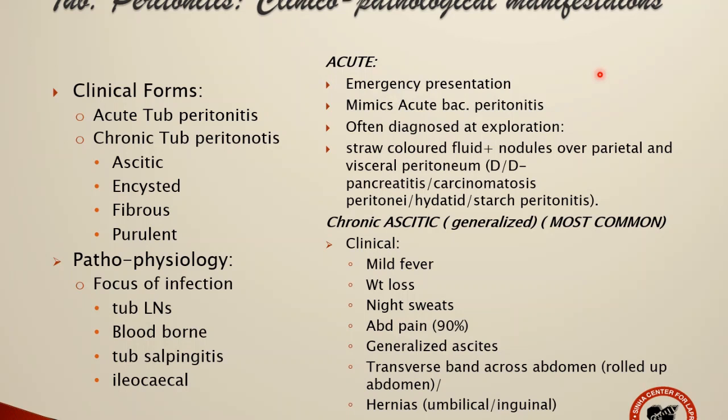Because once you explore, you see instead of pus, you have straw-colored fluid, and you see nodules over the parietal and visceral peritoneum. These nodules have to be differentiated from other conditions where we find similar nodules, for example acute pancreatitis, carcinomatosis peritonei, hydatidosis, and starch peritonitis. So this condition mimics acute bacterial peritonitis.